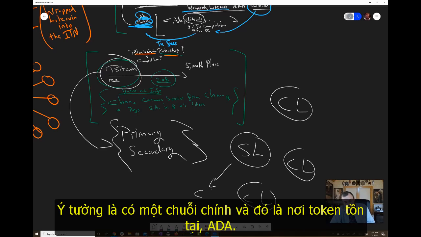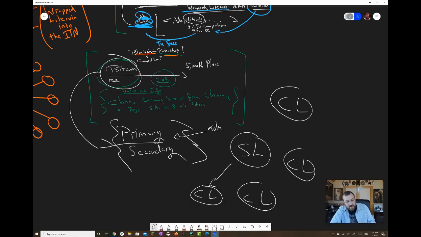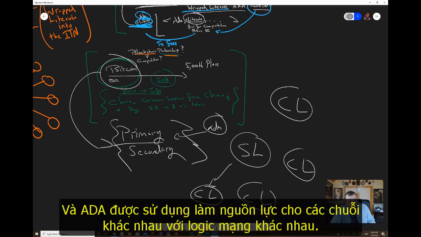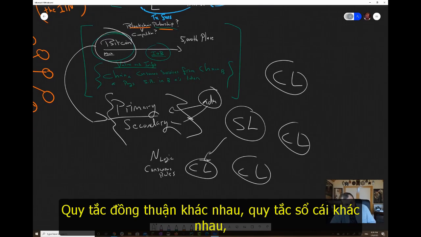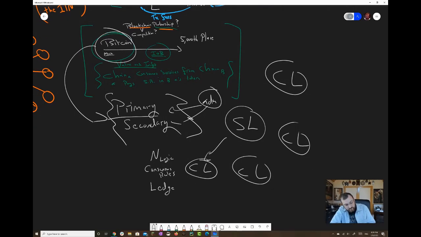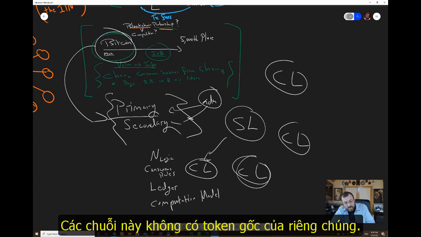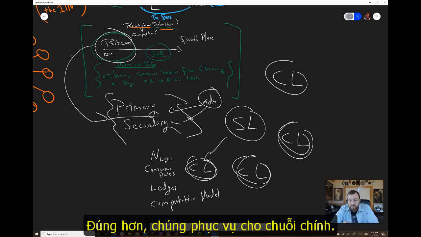So the idea is that there's one primary chain, and that's where the token lives, ADA. And then that token, ADA, can be used to power different chains that have different network logic, different consensus rules, different ledger rules, a different computational model. And somehow these chains don't have their own native token. Rather, they are at the service of the primary chain.